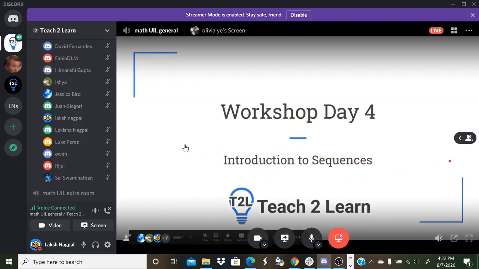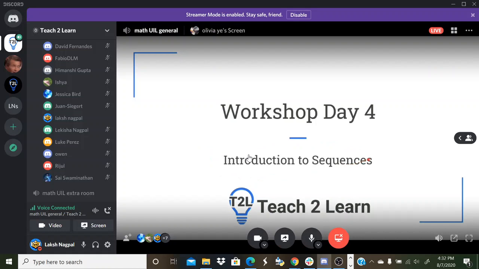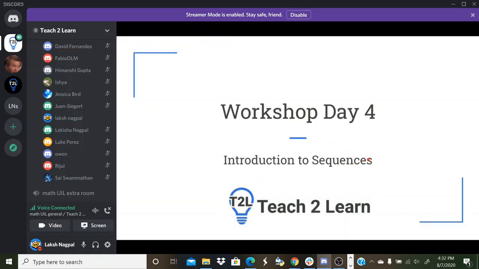Welcome to Workshop Day 4. Today we're doing an introduction to sequences. We're going to talk about some different things you can do with sequences and the problems you'll encounter with sequences.